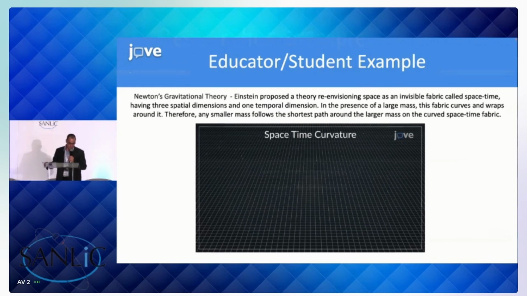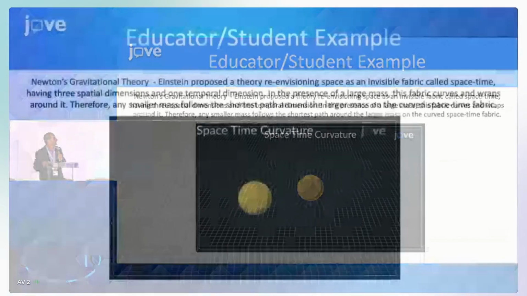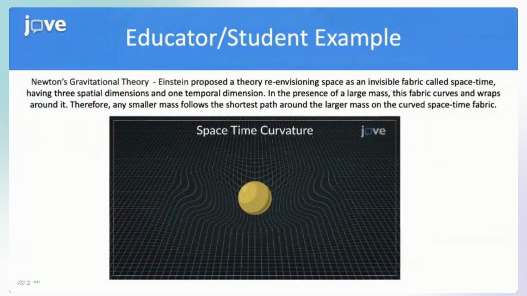Einstein's theory re-envisioned space as an invisible fabric called space-time, having 3 spatial dimensions and 1 temporal dimension. Do you understand what that means? He proposed that in the presence of a large mass, this fabric curves and wraps around it. Therefore, any smaller mass follows the shortest path around the larger mass on the curved space-time fabric.